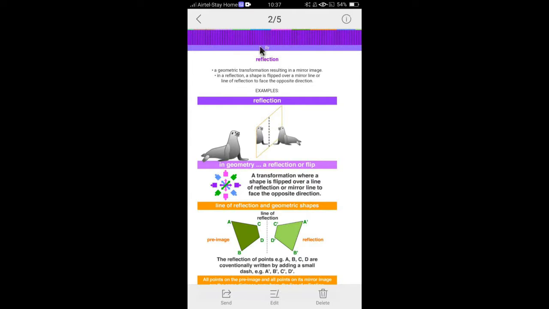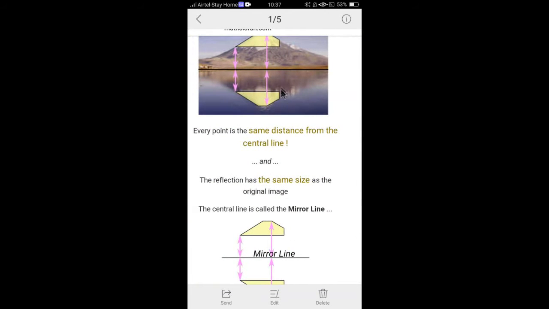Reflection is a geometrical transformation resulting in a mirror image. Like you can see in this picture, if an animal stands here, exactly the opposite comes here. This mirror is what we call the reflection line. As you can see with the ships, when there is a line in the middle, exactly opposite is their reflection. In another picture, a hillside river, every point is the same distance from the center line, which is our mirror line. So reflection is exactly the same thing in the opposite way.